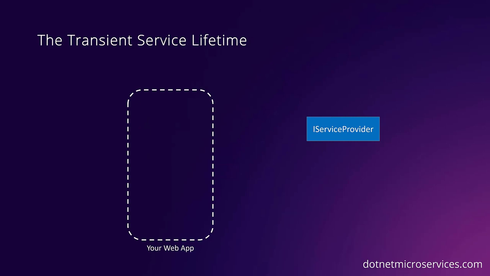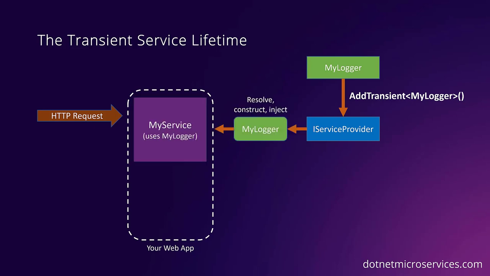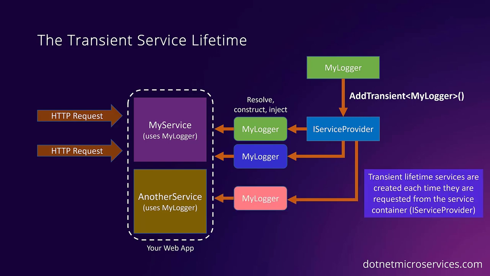Let's say that MyLogger is a very lightweight and stateless service, so it's okay to create a new instance every single time any class needs it. In that case, you will register MyLogger with the AddTransient method. When the first HTTP request arrives, the IServiceProvider, as usual, will resolve, construct, and inject a new instance of MyLogger into my service. However, when a new HTTP request arrives, IServiceProvider will construct and inject a brand new instance of MyLogger, which has nothing to do with the first instance. Furthermore, if there's any other service that participates in any of these HTTP requests and also has a dependency on MyLogger, it will also receive a brand new instance of it. So, transient lifetime services are created each time they are requested from IServiceProvider.